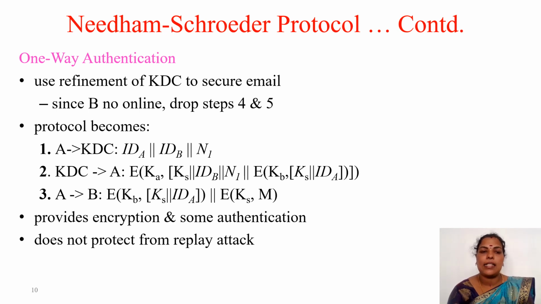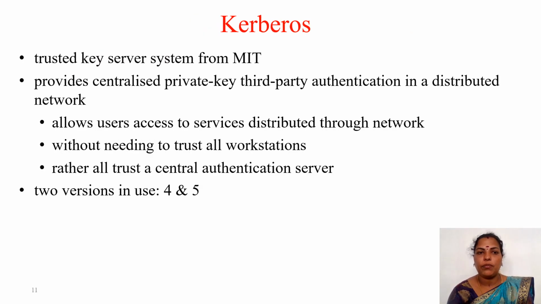Then only 3 steps are there. Simply we are sending; B is not communicating further to A. So A to KDC: IDA, IDB and so on. KDC to A, the same procedure only. Then A to B, just sending to B. This provides encryption and some authentication, but does not protect from any replay attack.